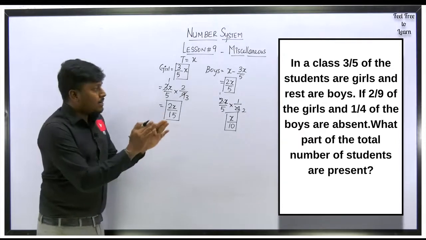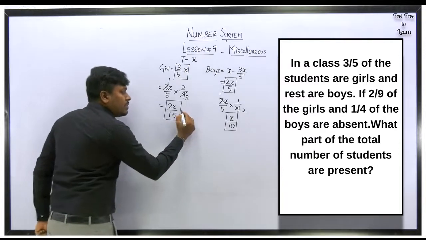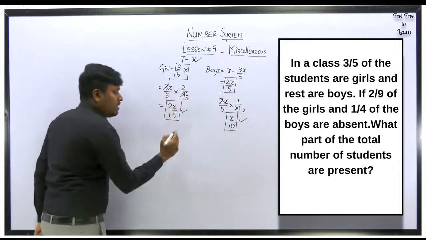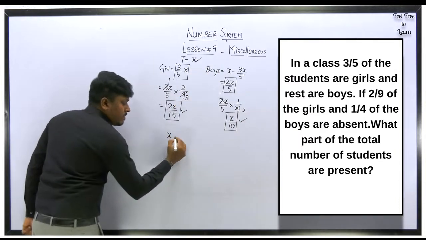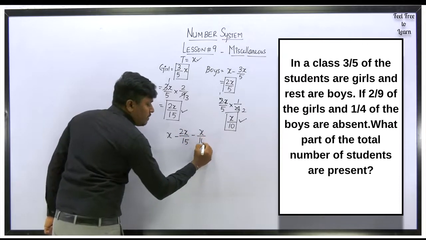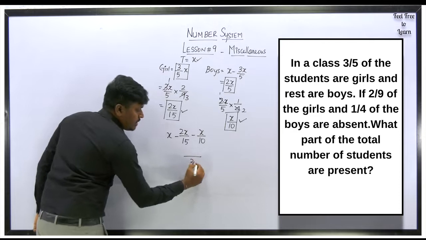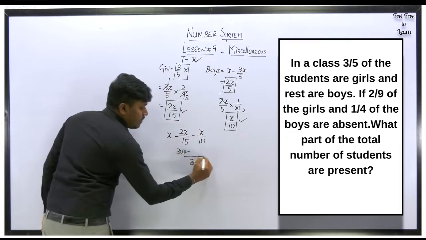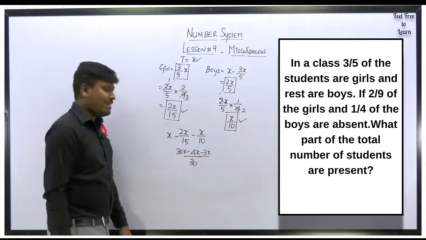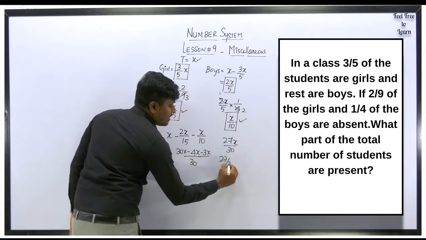So now what is the target? Our target is to find the total number of students who are present in the classroom. We have found the girls who are absent, the boys who are absent, and we know the total strength of the class. Just subtract the values. The total strength of the class is x. Out of this, 2x/15 of the girls were absent, and similarly x/10 of the boys are absent. So subtract it. When you find the LCM, it will be 30 here. So this will be 30x minus 4x minus 3x, so 30x minus 7x will be 23x. So we can say 27x divided by 30. So the resultant will be 27/30.